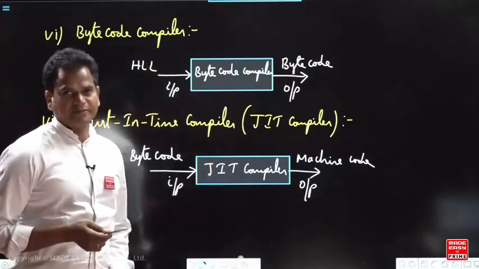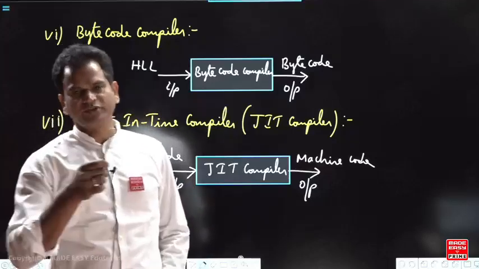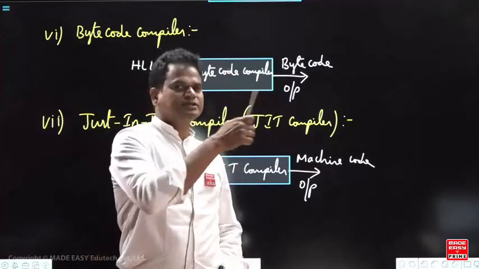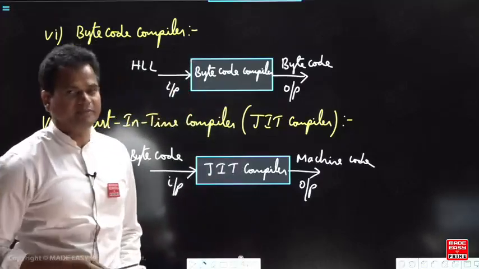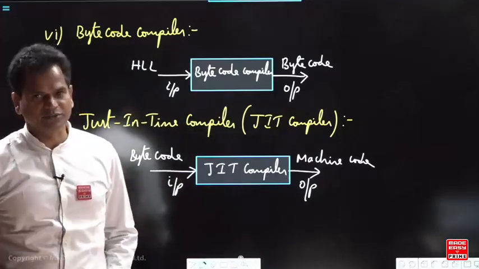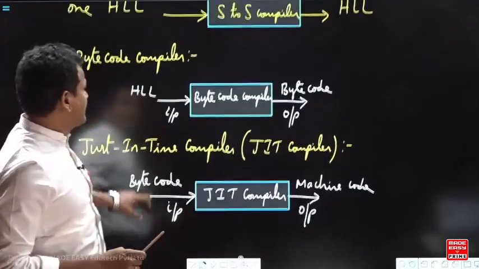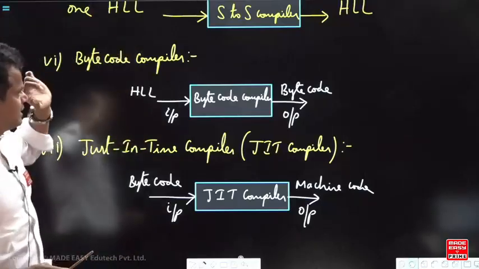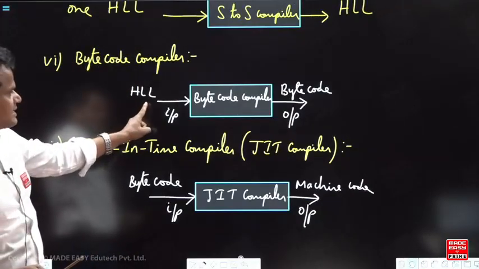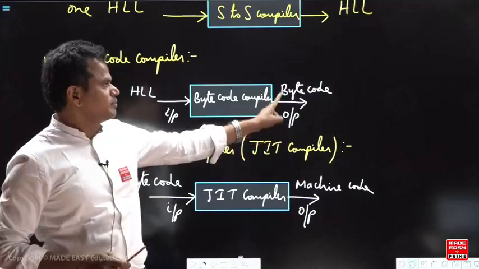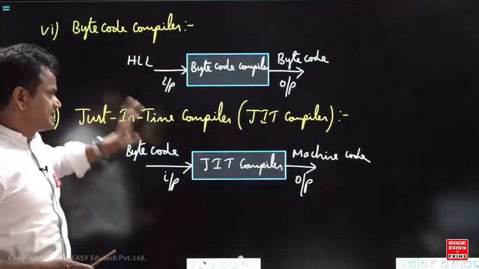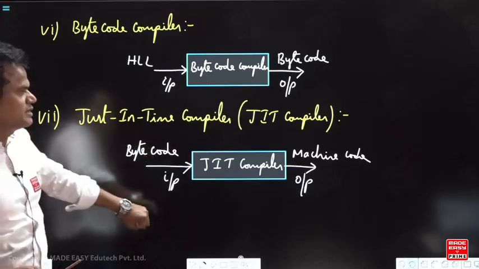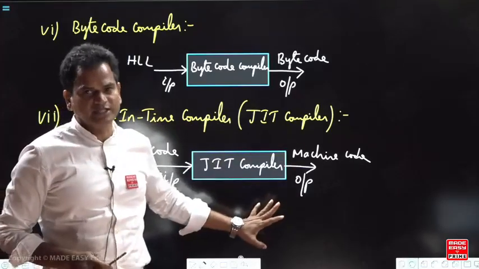So first, the source code will be given to the compiler, it will produce the target code, that is bytecode. That bytecode is given to the JVM and the JVM converts it into machine code. So here I repeat, a bytecode compiler is a compiler which takes the high level language as input and converts it into bytecode as output. So what is the just-in-time compiler? Just-in-time compiler takes the bytecode as input and produces the machine code as output.